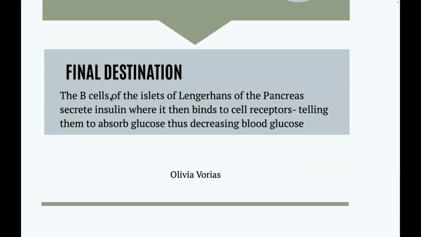So, the beta cells of the islets of Langerhans of the pancreas secrete the insulin, where it then binds to cell receptors, telling them to absorb the glucose, thus decreasing overall blood glucose.